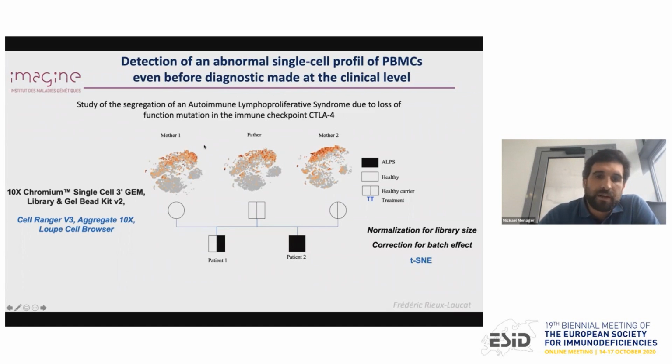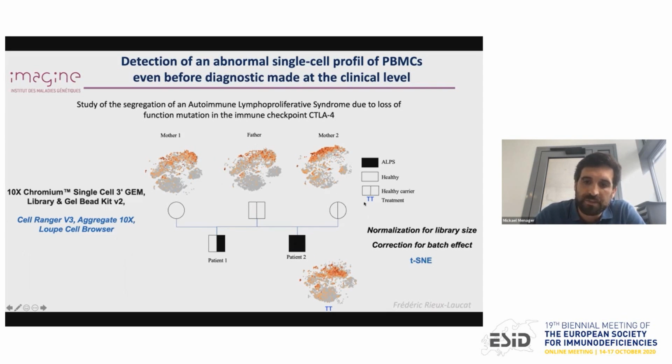And so here we've profiled PBMCs of a father and mother from two different families. Father and mother number 2 are healthy carriers. The patients' cells were profiled, but after treatment. You can treat those patients with abatacept, which mimics the effect of CTLA4. And the disease is so severe that it's not easy to get samples before treatment. And in red, you have markers looking at T cells.